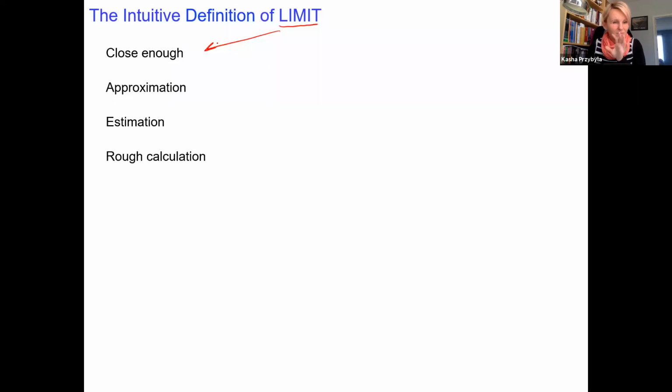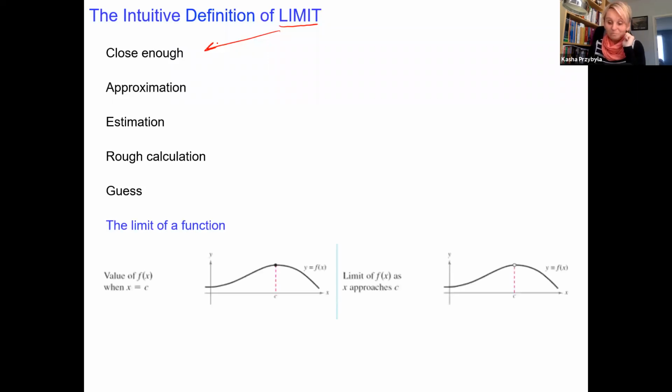We learn that the limit means we're getting close enough. We're making some approximation, estimation, rough calculation, of course a guess. Let's say an educated guess, not a wild guess. That means the limit of the function. Also, we remember from the first slide, this is just the value of the function at c, which will be f of c. That's not a problem. And we do have a dot.